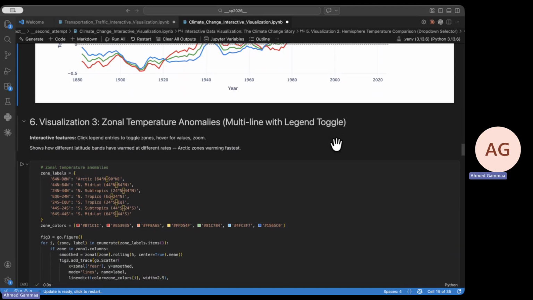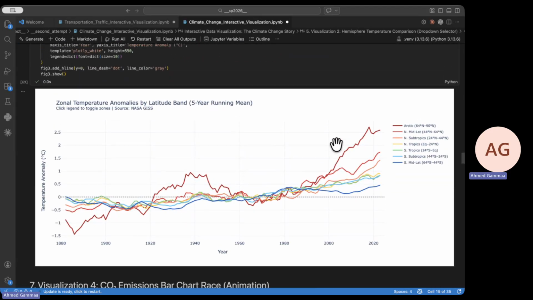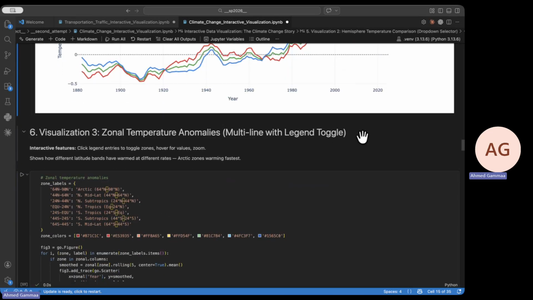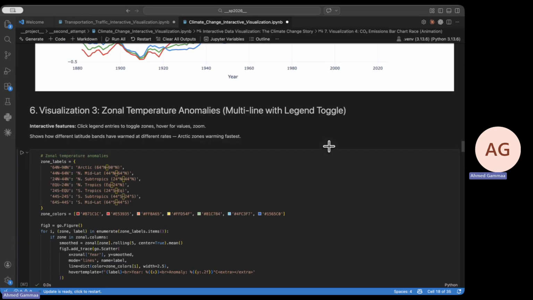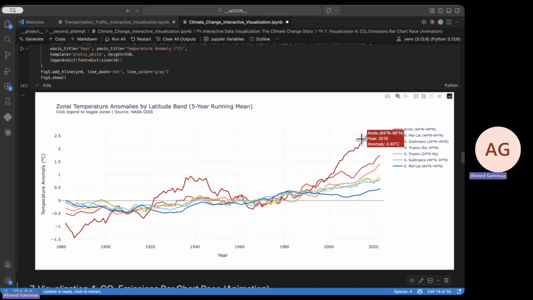I think this is all about temperature. Let's go for this graph. Yeah, this graph is interesting. This is the latitude band zonal breakdown. As you can see, as you go north, the north bands are generally having a higher average anomaly as compared to the southern parts. But let me focus on two things.